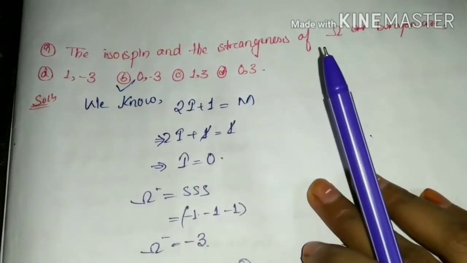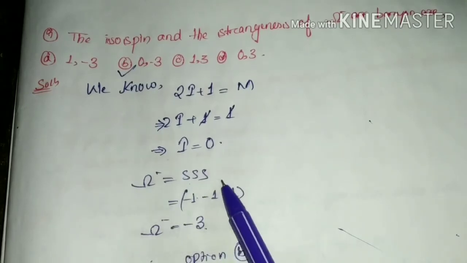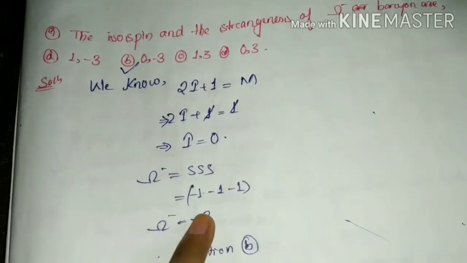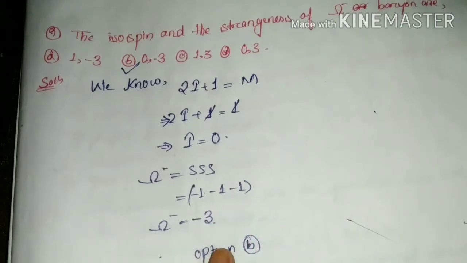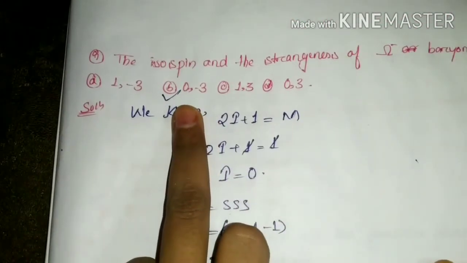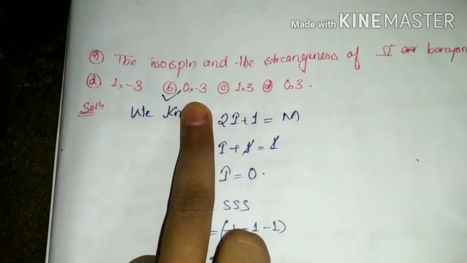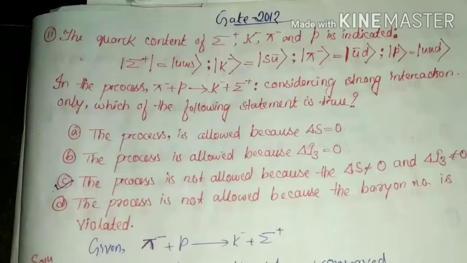0. Now omega negative is made up of 3 strange quarks. So the strangeness will be minus 1, minus 1, minus 1, which will give you minus 3. So the correct option is option B. The isospin is 0 and the strangeness is minus 3. So this is very simple. Now let's come to the next question.